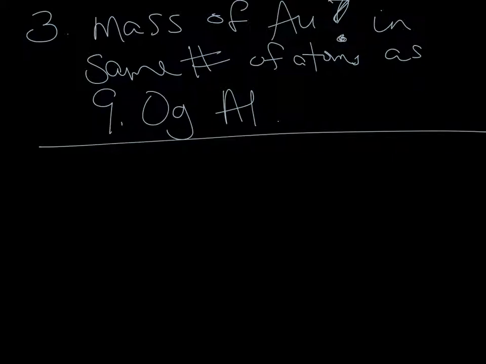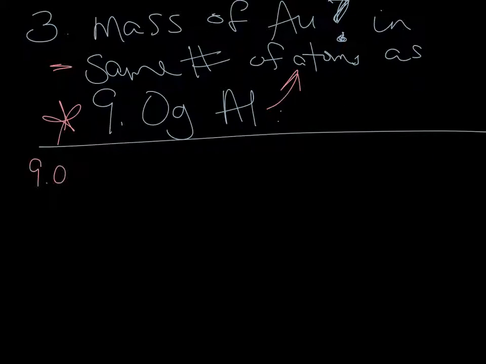So I put a question mark. So mass of aluminum, question mark, in same number of atoms as aluminum. And I have certain ways of writing things, so I just summarized that. So first, if we're going to do same number of atoms as aluminum for the gold, then our first step is to take this 9 grams of aluminum and convert it to number of atoms. So that's our first step.